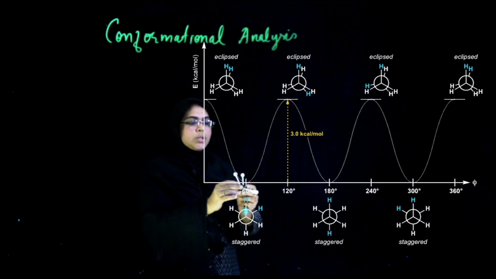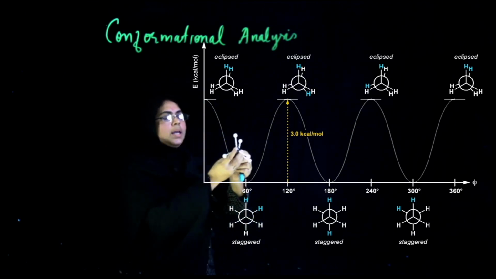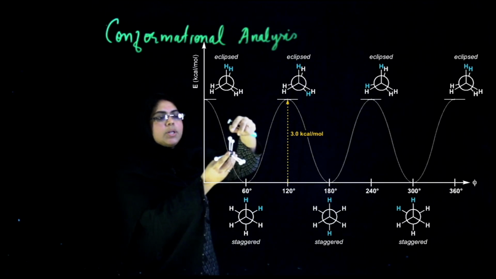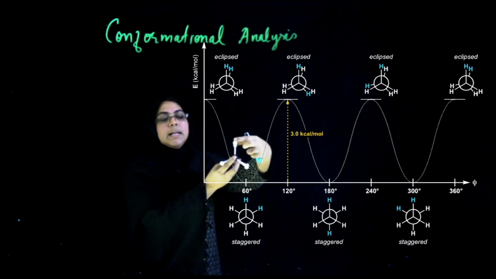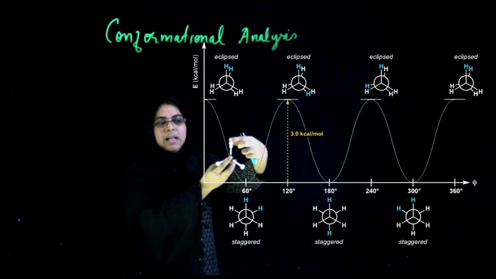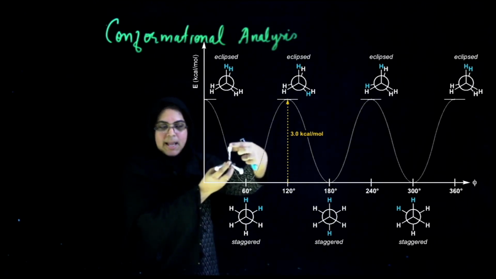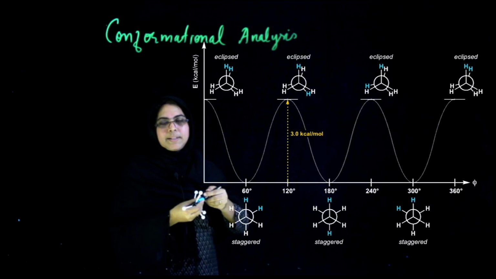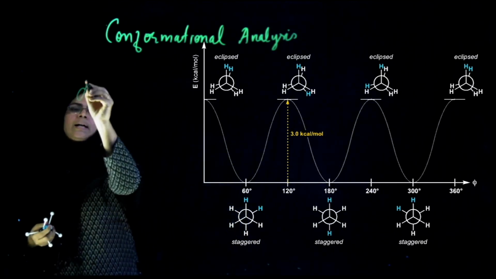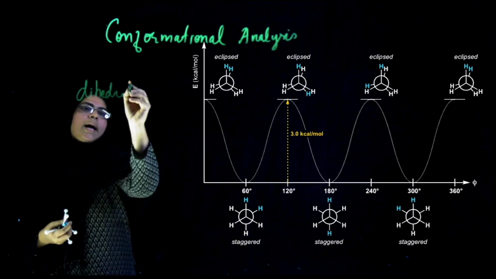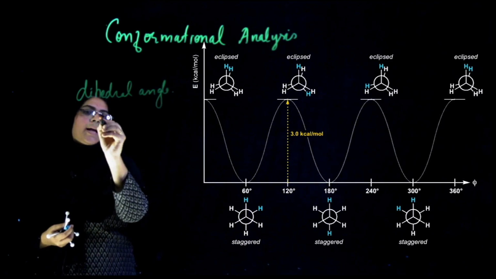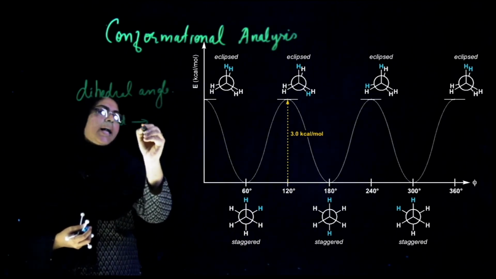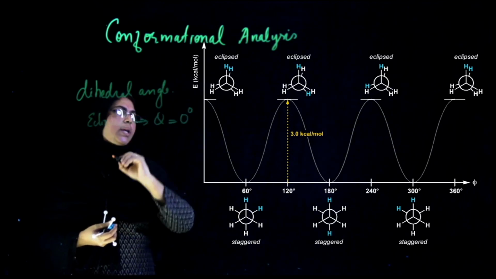That degree of rotation is the angle between the hydrogen atoms of adjacent carbon atoms. When we take this ethane molecule, we can see that the two hydrogens of the adjacent carbon atoms are eclipsed to each other. The angle between these two is the dihedral angle. The angle between the hydrogen atoms of adjacent carbon atoms is called the dihedral angle. So here in the ethane molecule, in the eclipsed case, the dihedral angle theta is equal to 0 degrees.